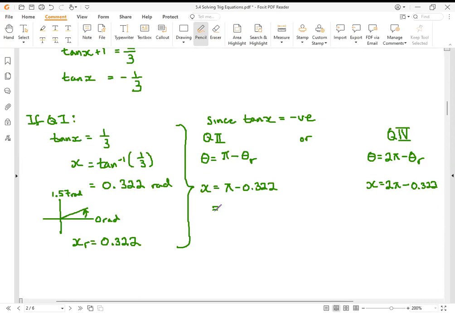So what is it? We've got pi, let's use exact values, minus 0.322. The angle would be 2.82 approximately. The angle here, 2 times pi minus 0.322. That is approximately, let's use approximately, 5.96 radians.